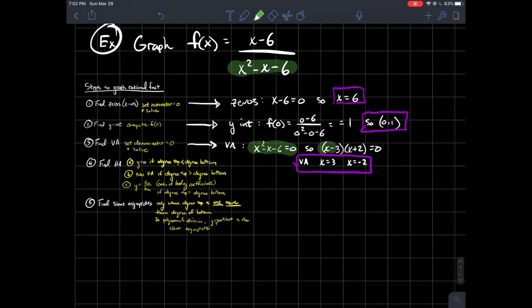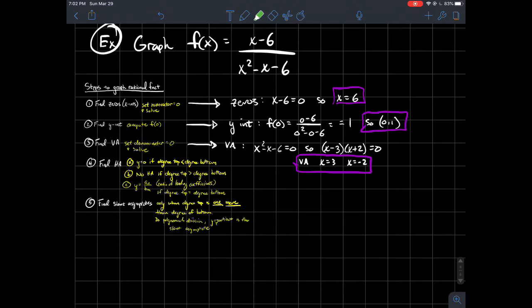That thing factors as (x minus 3)(x plus 2) equals 0. So that tells you there is a vertical asymptote when x is 3 and when x is negative 2. Those are 2 vertical lines that go through the x-axis at 3 and negative 2. The function never crosses them, but gets very close to them on either side.